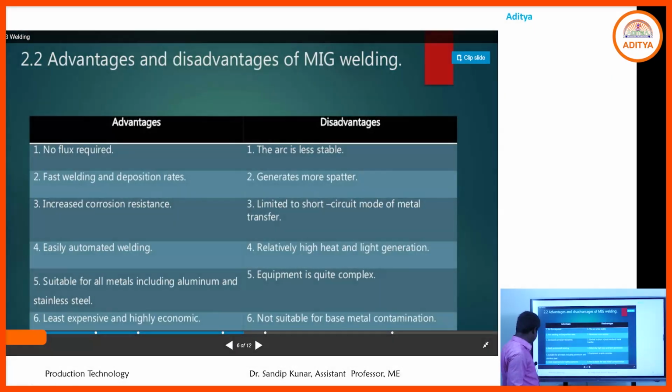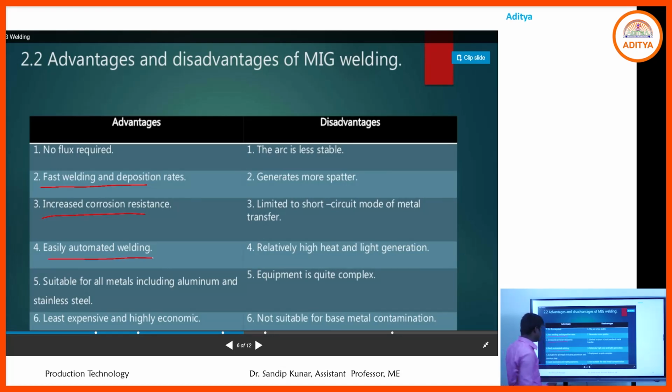What are the advantages and disadvantages in case of MIG welding? First one, no flux is required. No flux, no granular flux is used. Fast welding and deposition rates are also high. That's why it is highly productive. Increased corrosion resistance, means here we use shielding gases but no flux is used. That's why sometimes molten metal will be created. During creation of the molten metal, it may react with oxygen, and due to reaction with oxygen it will create oxides, means it leads to rusting.